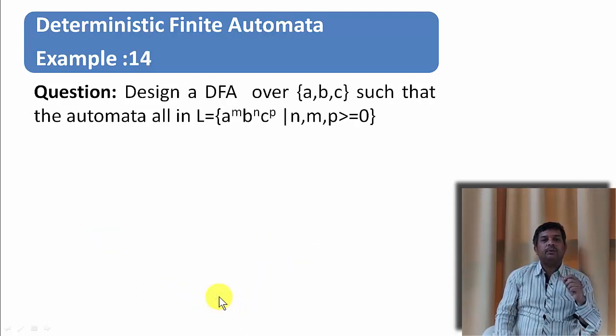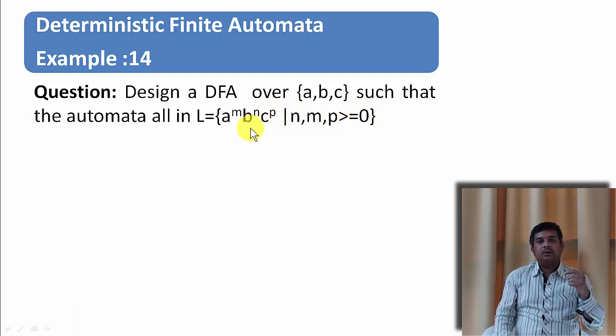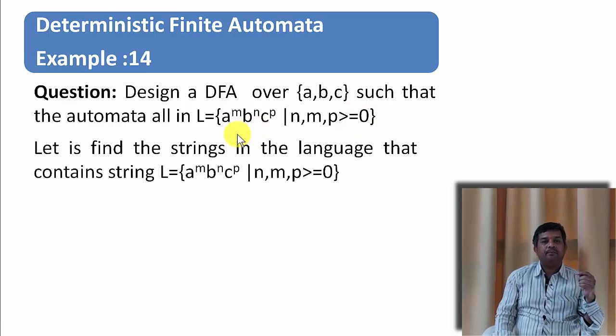Let us discuss one more problem. Here we are taking 3 variables, a, b and c, and we are taking a to the power m, b to the power n, c to the power p, where m, n and p are supposed to be greater than or equal to 0. So let us see what strings this language has.